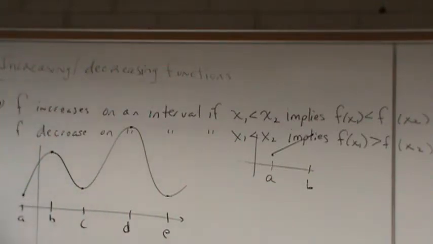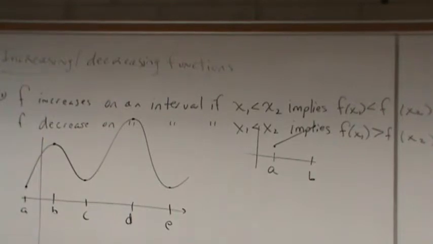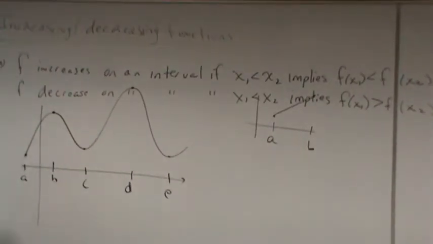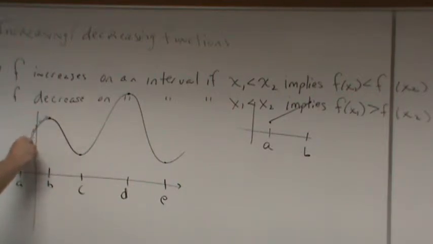All I want you to see visually is when my function is increasing, the slope of my tangent at every point on that interval is going to be a positive slope, right? My function's increasing from A to B, and look, every tangent I could possibly draw on that interval has a positive slope.